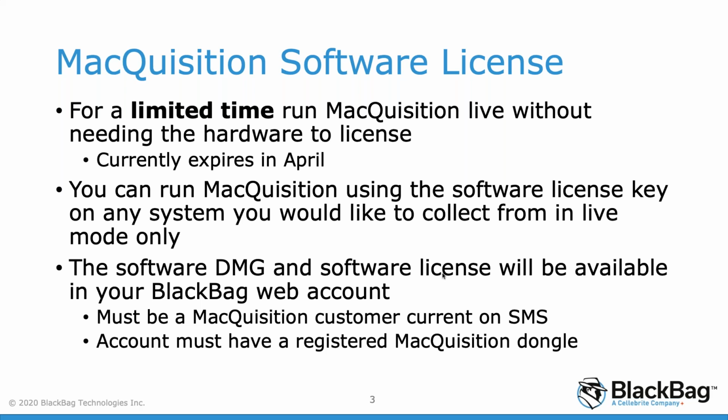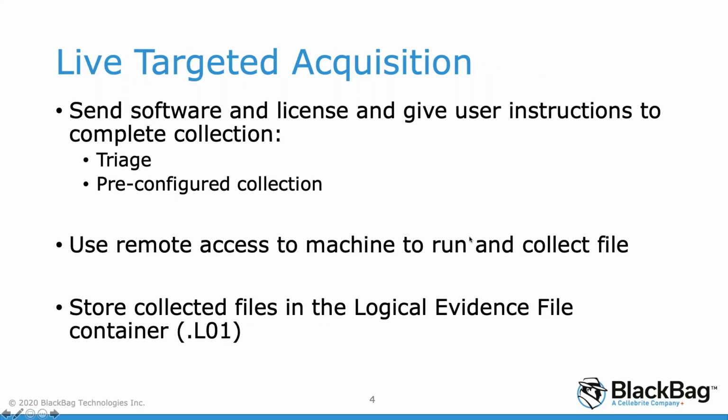If you are current on Macquisition SMS, that's going to be a DMG and a software license that you can use. So there is going to be an email that goes out about it. The reason that we're doing this is to really help you bridge the gap right now as folks are trying to work on gathering information from Mac machines. So with this, you'll be able to send that DMG and the license to the remote computer, and you can either give that person instructions on how to run it, or you could remote access into that machine and collect the files with Macquisition. You won't have to use any hardware for that.